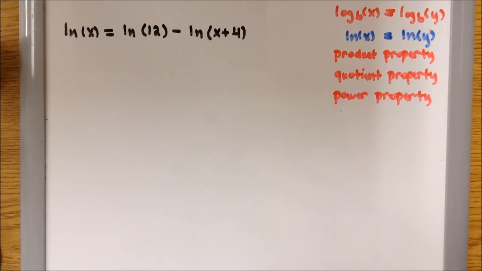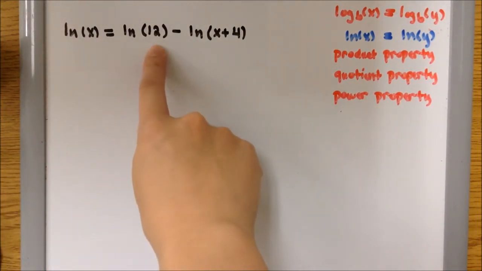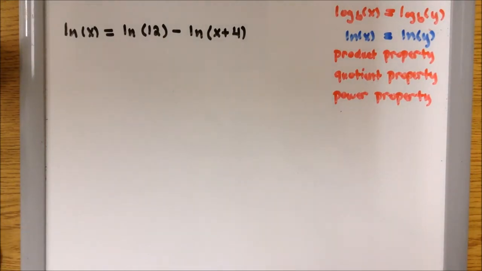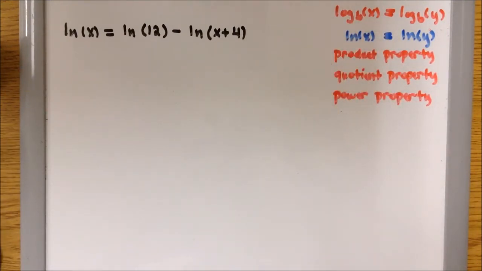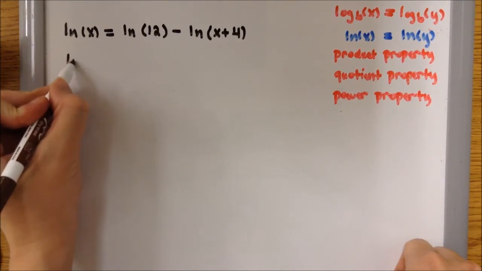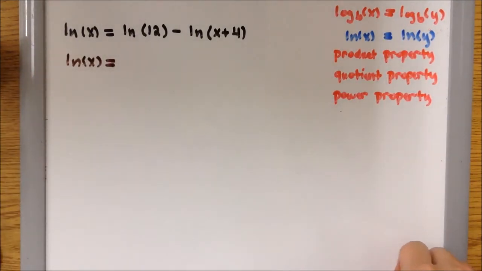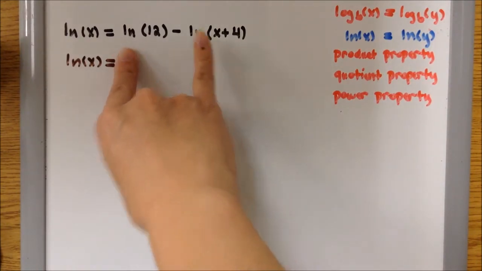In this next example, we have natural log of x equals natural log of 12 minus natural log of x plus 4. So, same thing, the one-to-one property applies to log or natural log. If I look on my left side, we have one natural log, so that's good, which I'm bringing down. Now on my right side, I have two natural logs.